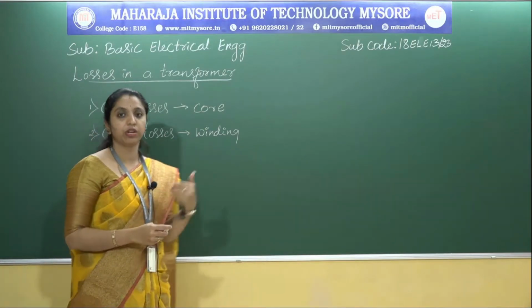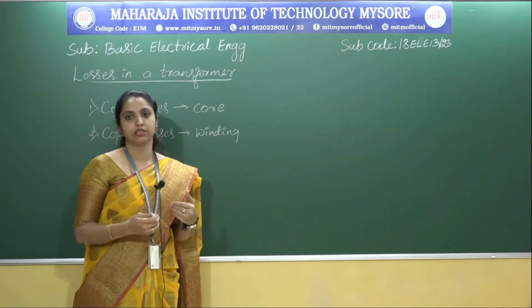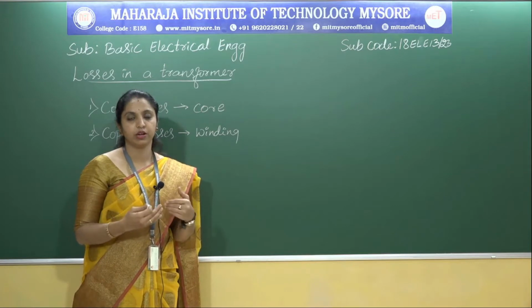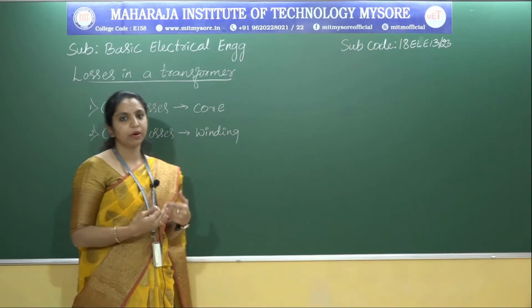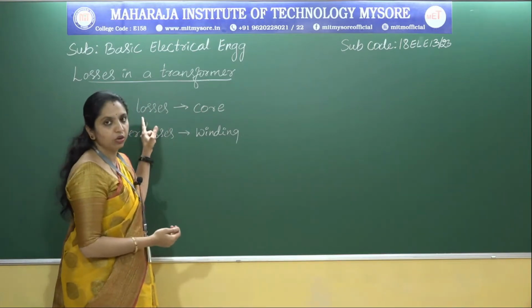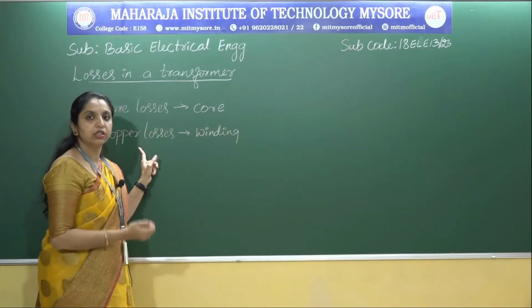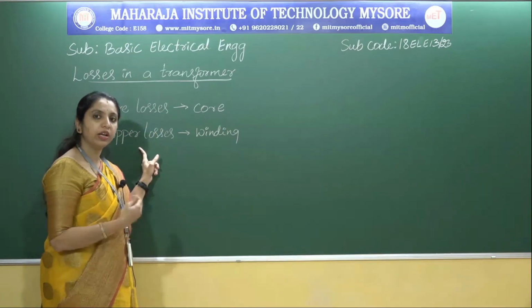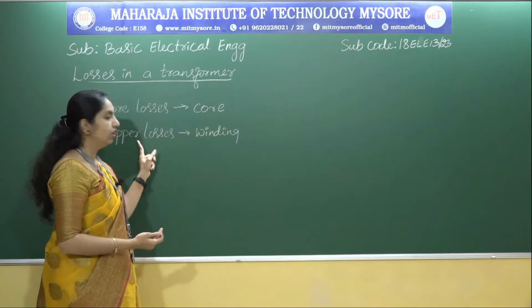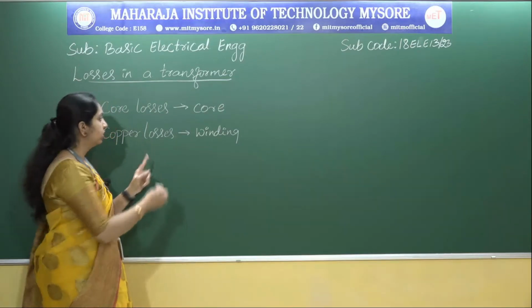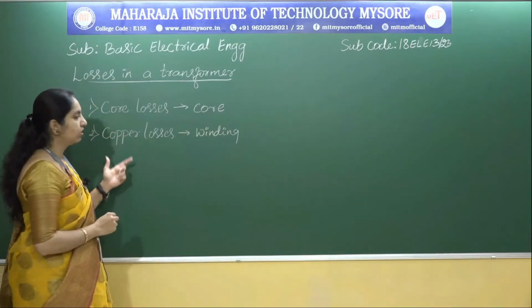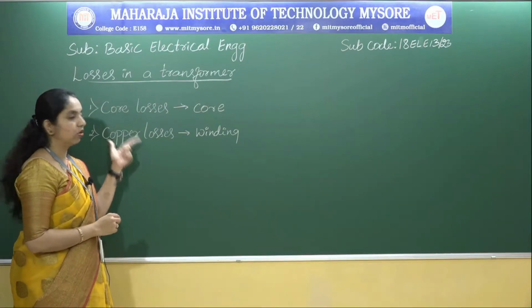So here we have two types of losses. The losses which we find in the core part of the transformer are called core losses, and similarly the losses which we find in the winding part of the transformer are called copper losses. So there are two types of losses, copper losses and core losses.